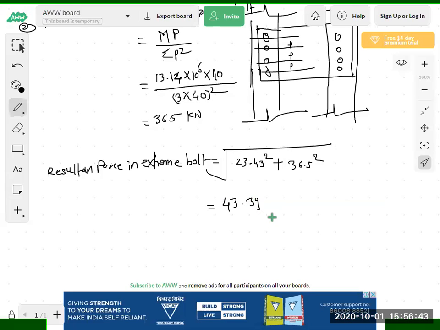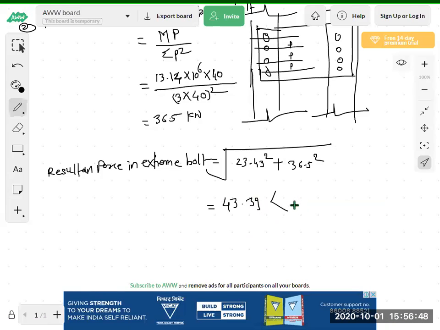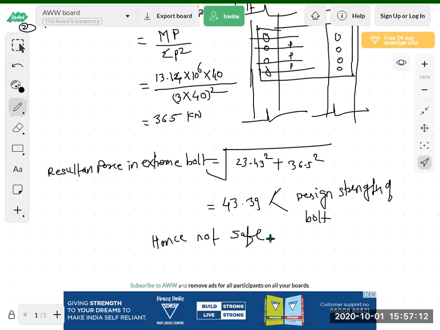So actually this value should be less than the design strength of bolt. Hence this is not safe. Are you getting? The value is not less than that.